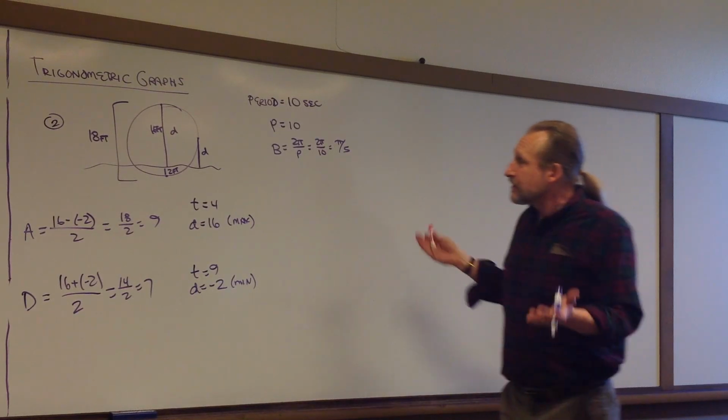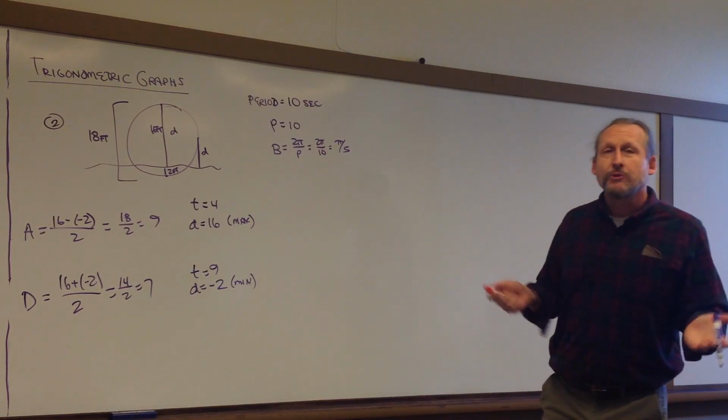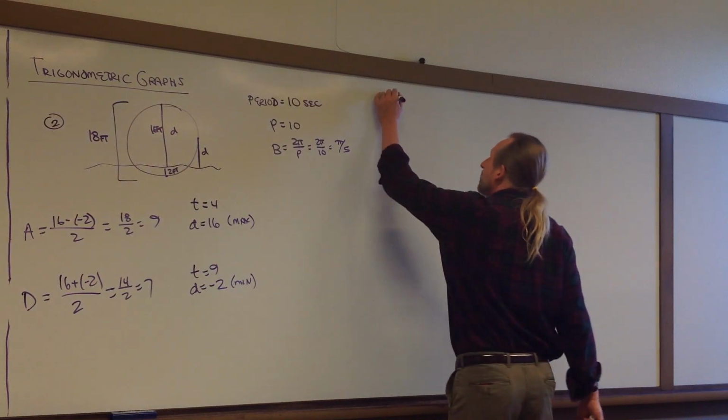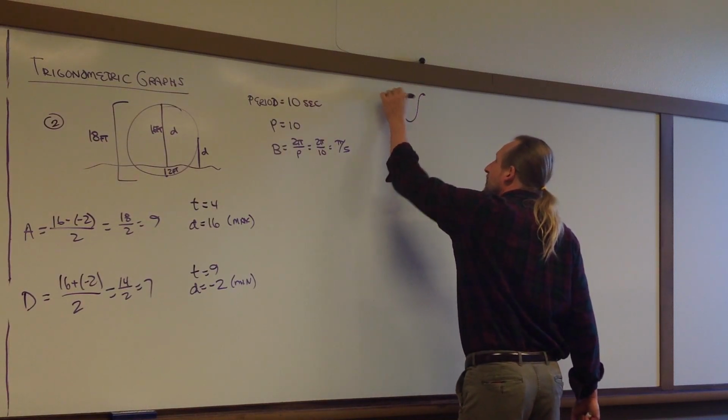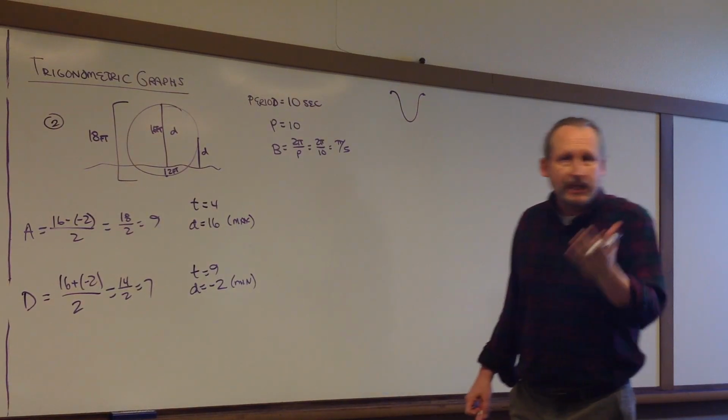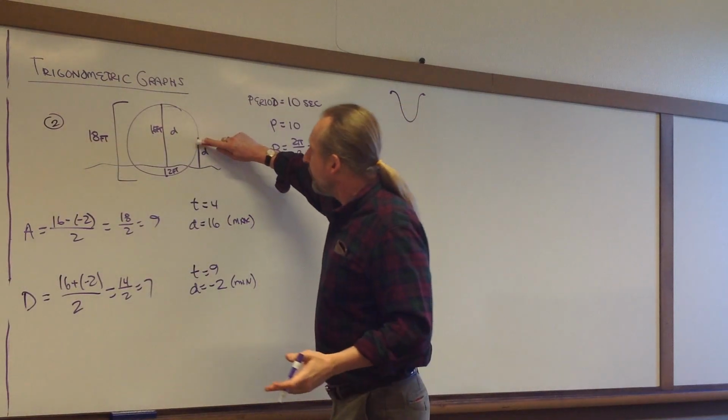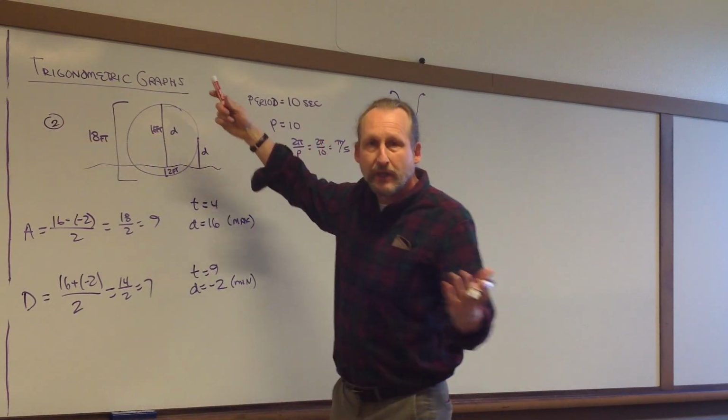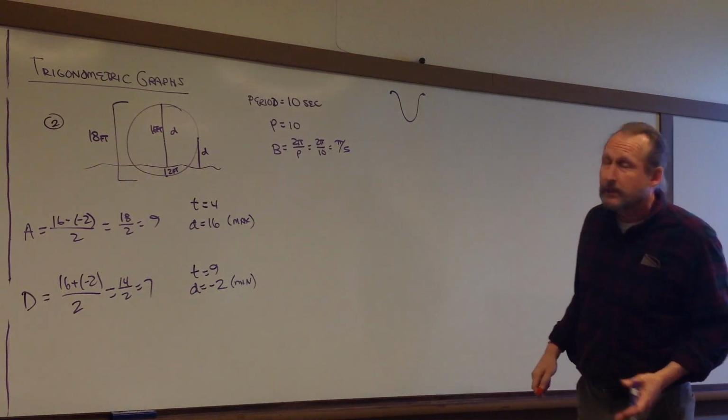Okay. So here we've got some information about the t value when the D is at a maximum. That says to me that we could use a cosine function, right? Because the cosine starts at the maximum, right? We could dig into this a little bit, and we could find out where the midline is and when it's going to be there. There's nothing wrong with doing that.